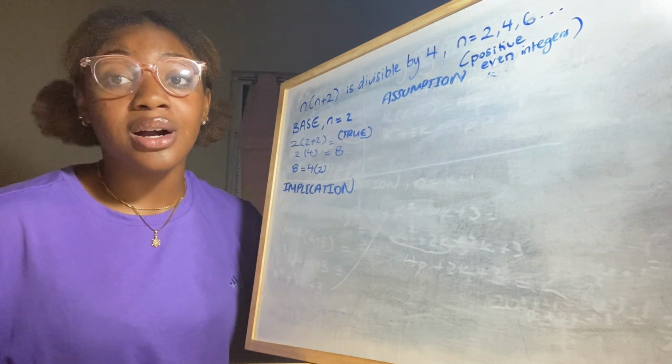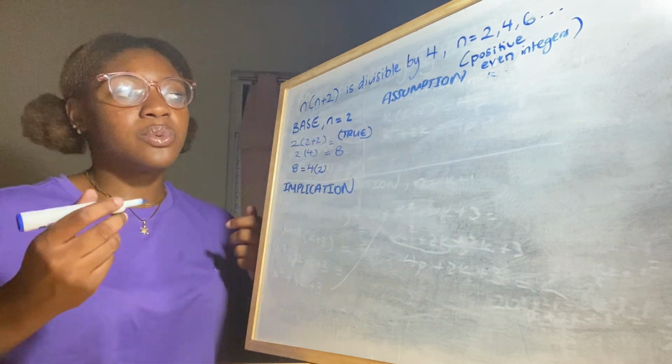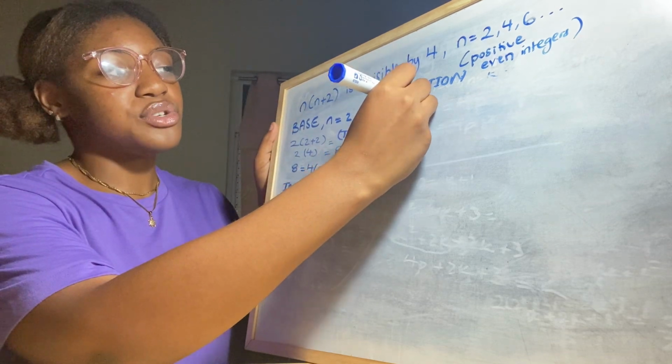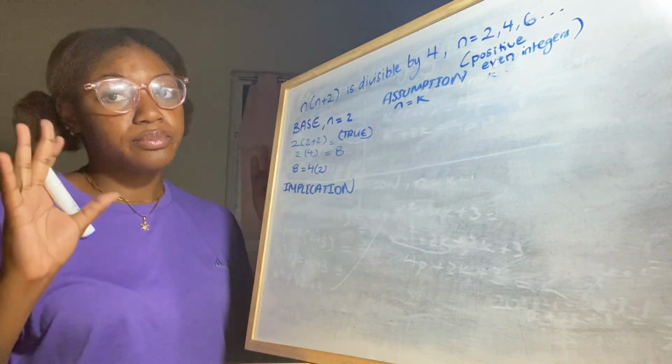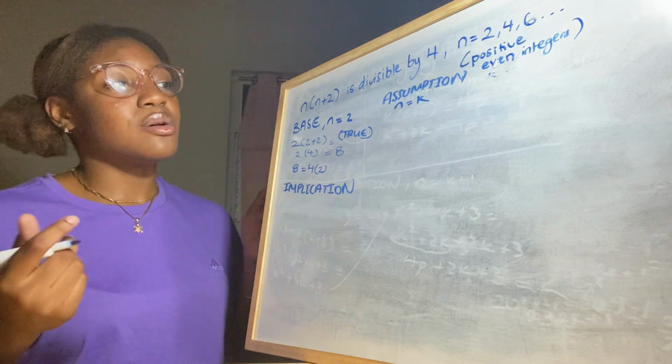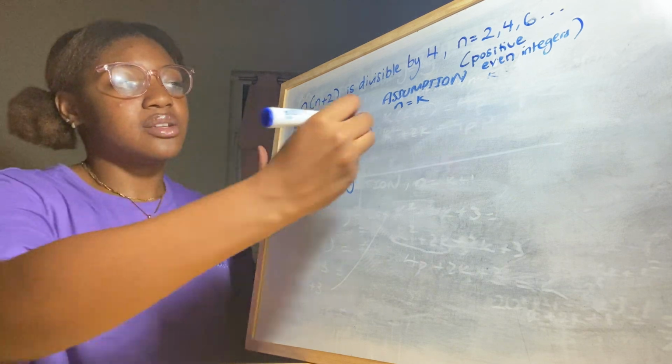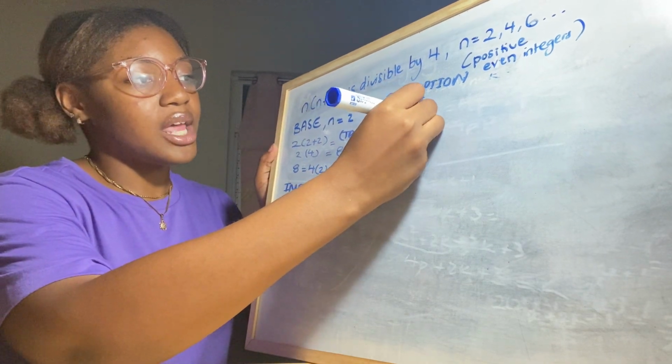Next, we're moving on to our assumption case. So this is where we're assuming that it's true for n is equal to k. So we're just going to substitute n for k. So we're going to have k in brackets k plus 2.